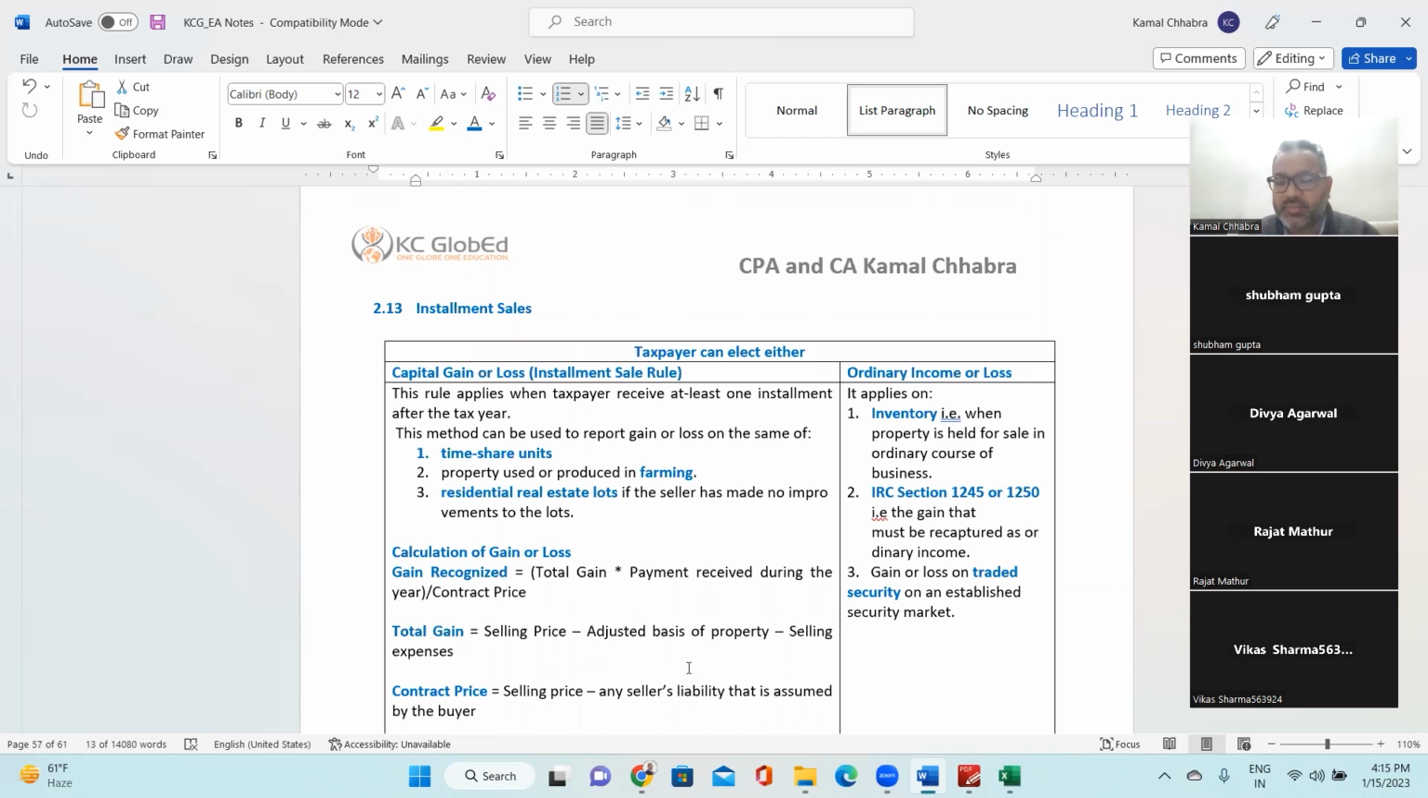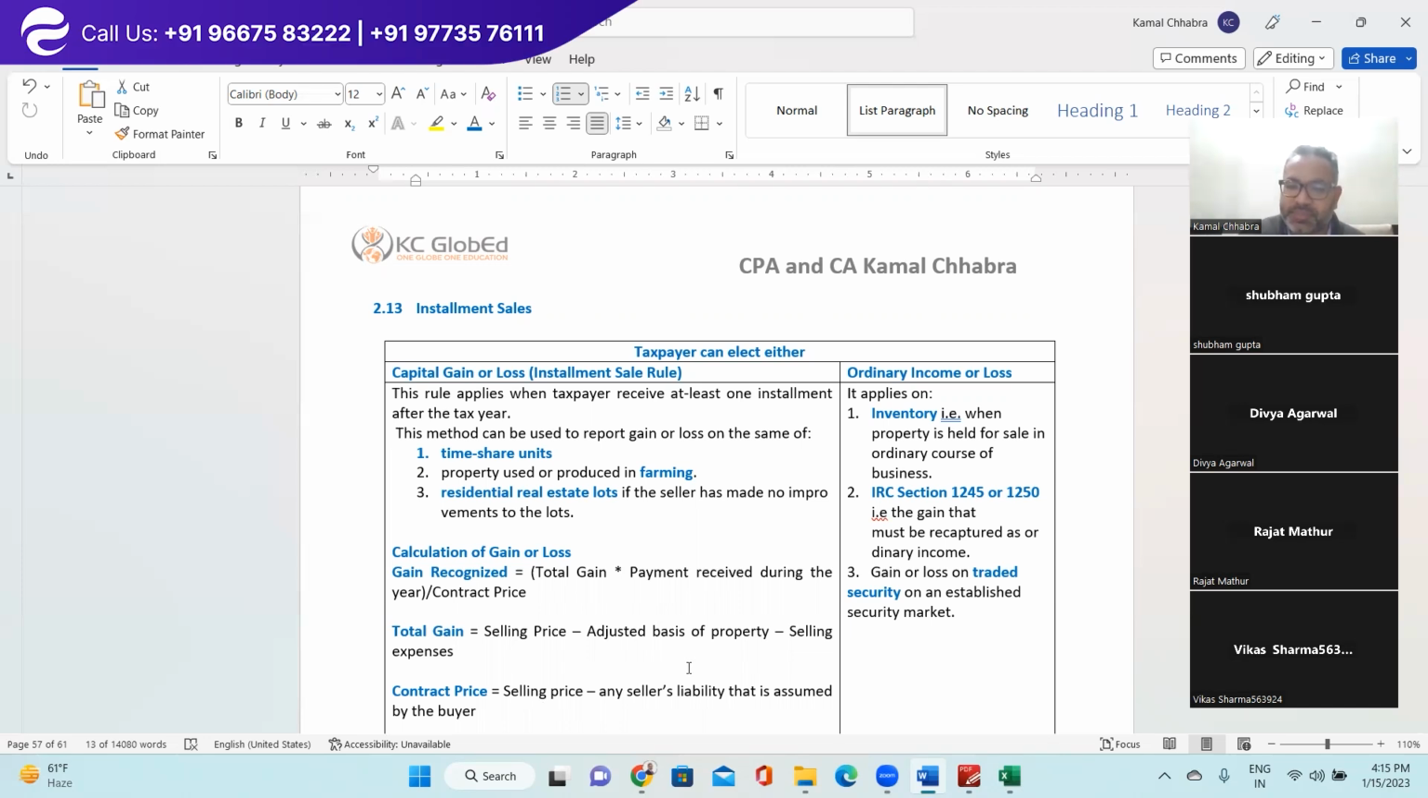Rajat, Divya, Shubham, any idea what installment sale is all about? No, sir. Divya, Shubham, do you have any idea? So it's like a mortgage, where you make the payments over a period of time.